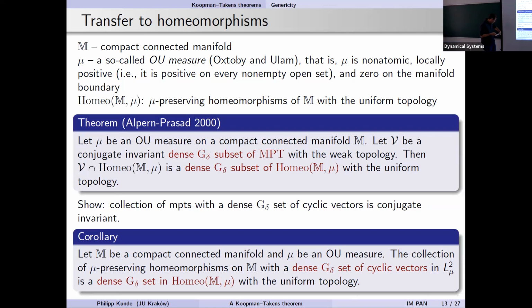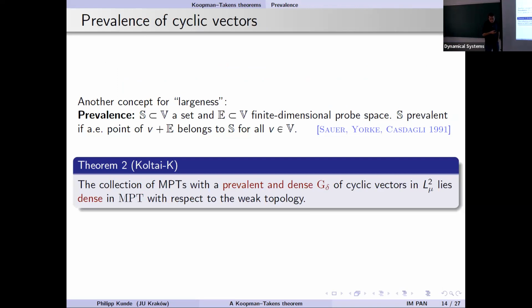So, okay, that part on genericity statements. In this extension of the relations of Takens' work, another concept of largeness was investigated, namely prevalence, which is used to talk about almost everything in an infinite dimensional setting, descriptively speaking. So, okay, what does prevalence require?